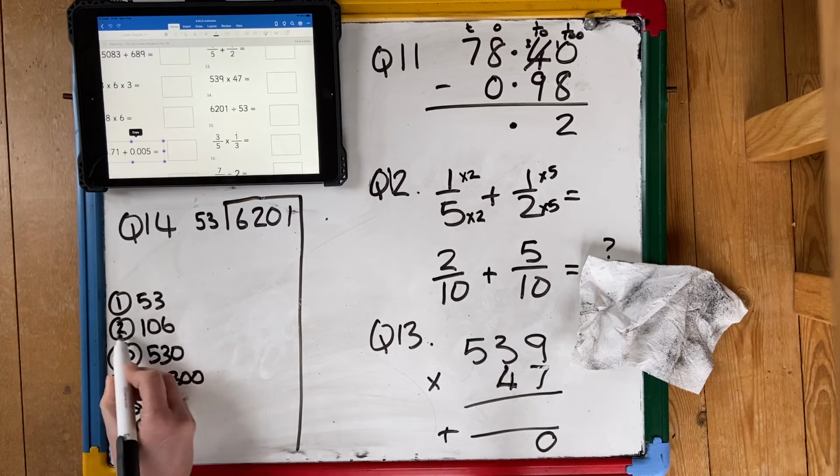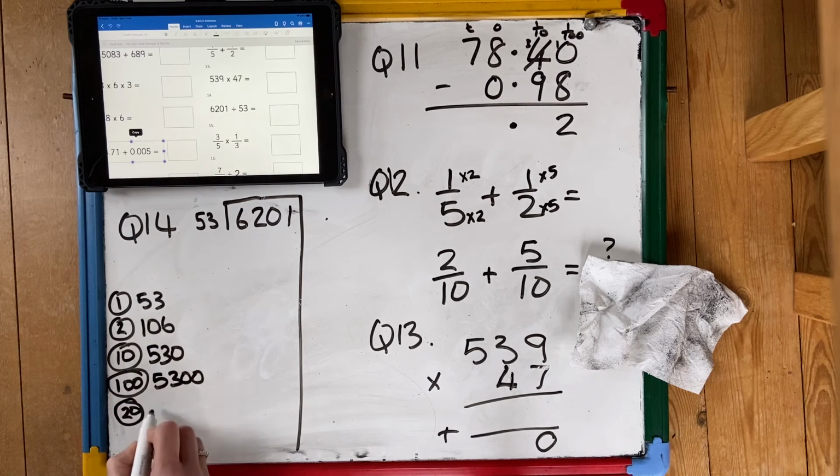20 53s, well 2 53s is 106, so 20 is that multiplied by 10, so 1,060. 5 53s is half of the 10 53s. So half of 500 is 250. Half of 30 is 15, so it's 265.